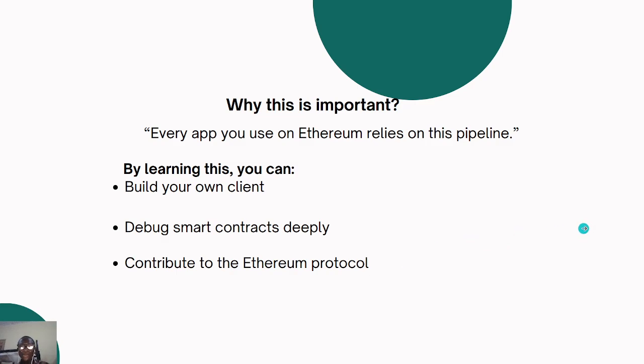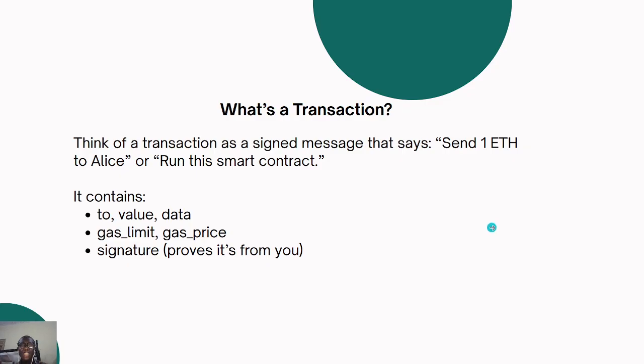All right, without wasting much of your time, now, what exactly is a transaction? Think of a transaction as a signed message that says send 1 ETH to Alice or run this smart contract. If you've ever been exposed to anything blockchain, you see this example littered everywhere: Alice sends 1 ETH to Bob.